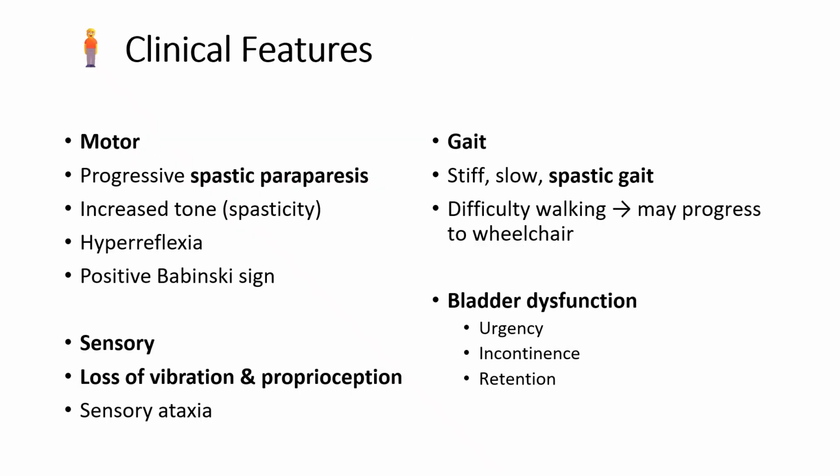Clinical features are motor features like progressive spastic paraparesis, increased tone, hyperreflexia, positive Babinski. Sensory features like loss of vibration and position sense, thus sensory ataxia. Gait in the form of stiff, slow, spastic gait. Difficulty in walking may progress to wheelchair. Bladder dysfunction in the form of urgency, incontinence, and retention.